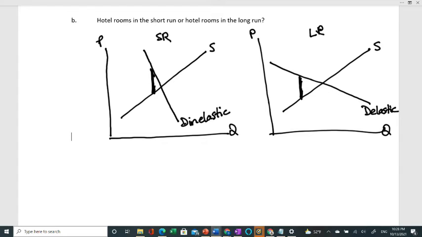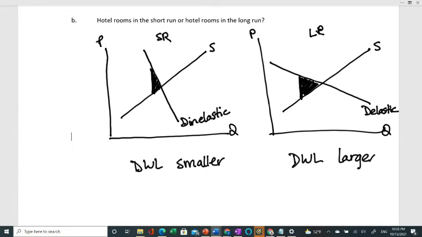Okay, so when we color the deadweight loss, we can see which one is larger. As you see here, the deadweight loss in the long run is larger, and in the short run, the deadweight loss is smaller. So the government can choose to tax the short run situation to create less deadweight loss.